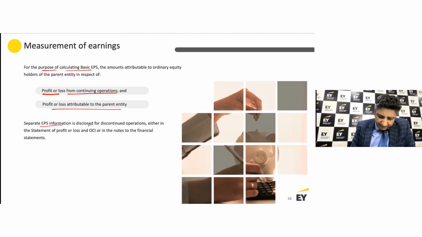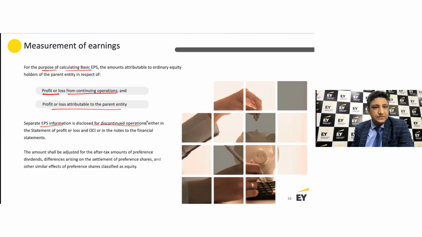And separate EPS information is disclosed for that discontinued operations, either as a part of the notes to the financial statements or within the statement of profit or loss. You normally would observe that the disclosures would comprise this information with respect to the profit element or the EPS from discontinued operations, right? We have discussed this beforehand.